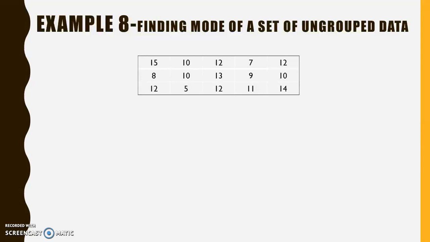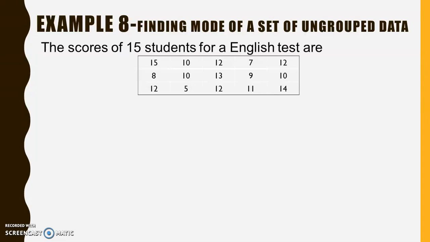In example 8, you're supposed to find the mode of a set of ungrouped data where the data points are standalone data points, and these are representing the scores of 15 students for an English test. So the first part, you're supposed to state the modal score.